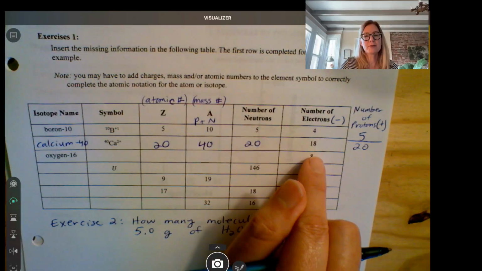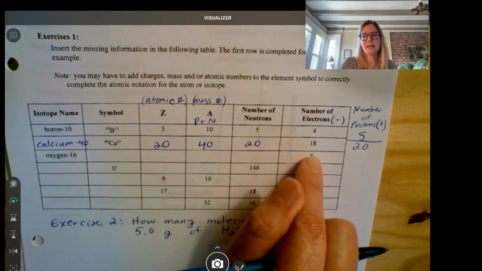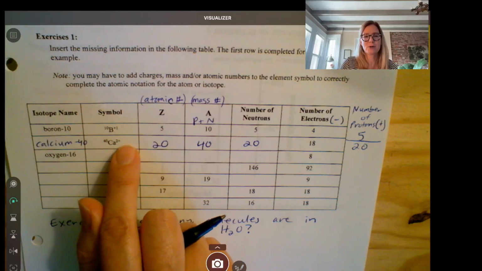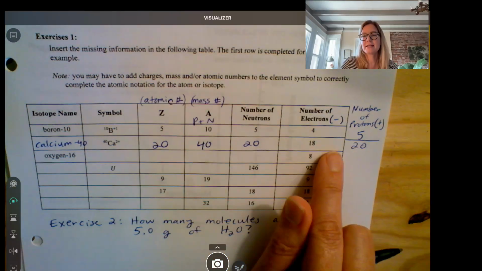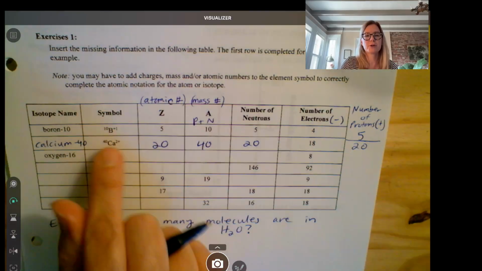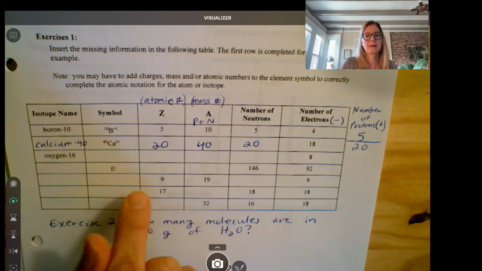And the electrons are 18, okay? Why are there 18 electrons instead of 20? Well, it's because this is an ion with a 2 plus charge, okay? 18 negative electrons and 20 positive protons means the overall charge is 2 positive, okay?